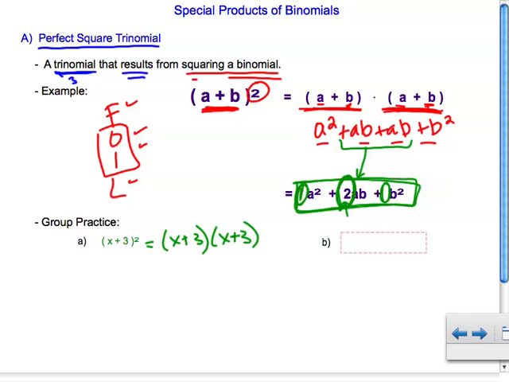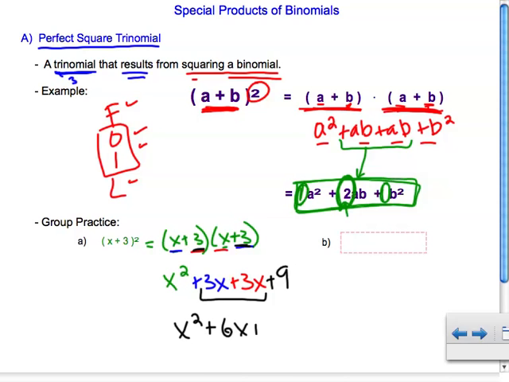Let's go through this example. The first is x times x, which is x squared. The outers plus 3x. The inners plus another 3x. And the lasts, oh geez, dropped my pen, is plus 9, 3 times 3. Again, we have these like terms here. So our final answer is x squared plus 6x plus 9.